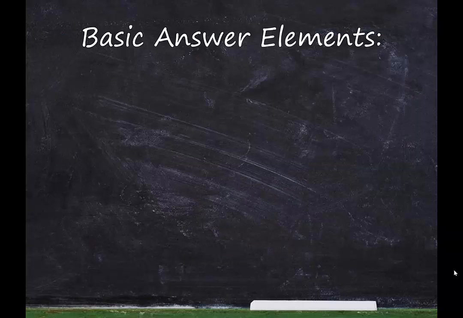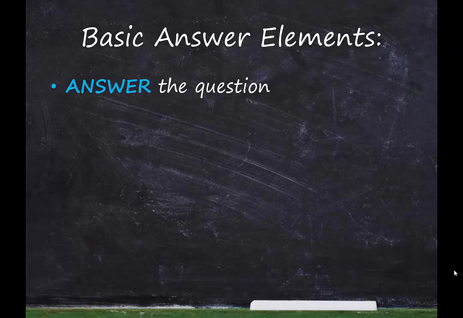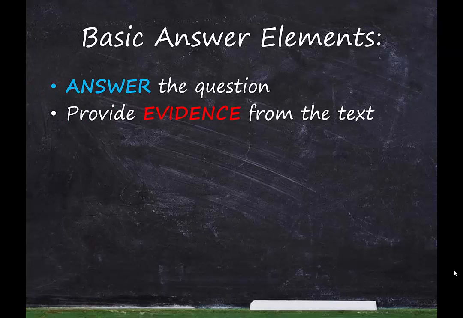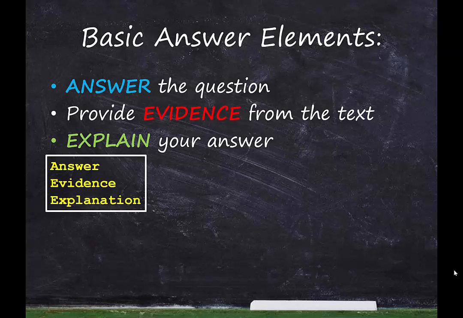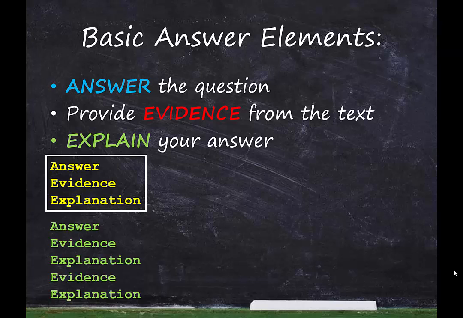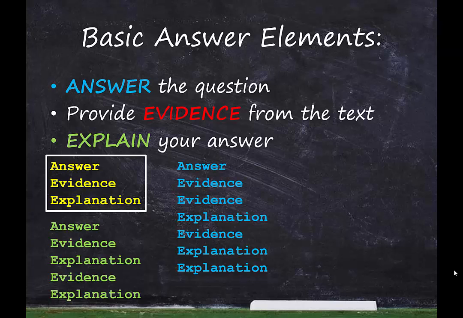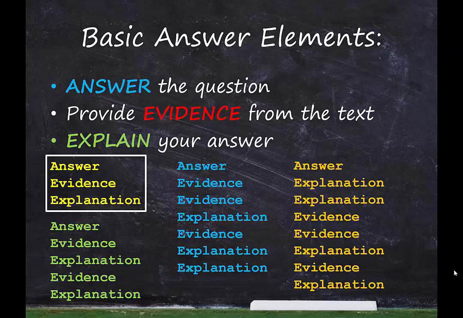Let's do a quick review of the basic answer elements. No matter how simple or complex your response, you should always have the same 3 components. Answer the question, provide evidence from the text, and explain your answer. In the first video, I provided an example of the simplest kind of response, 1 sentence each for the answer, evidence, and explanation. But depending on the question and how much detail you need to provide, you might need to include multiple pieces of evidence and explanation.